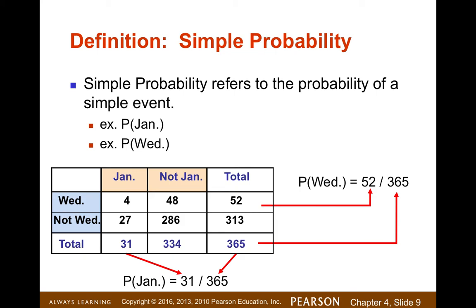Now, putting a little different spin on it, what's the probability the day was a Wednesday? Well, if we follow the second row over, the Wednesdays, we can see that we had 52 total Wednesdays in 2015. So 52 out of the 365 days would give you the probability. So 52 out of 365.